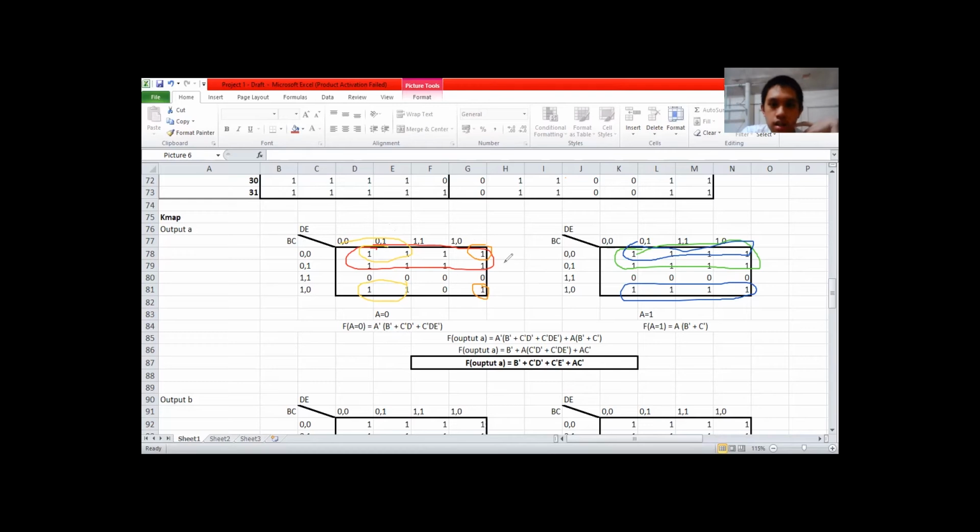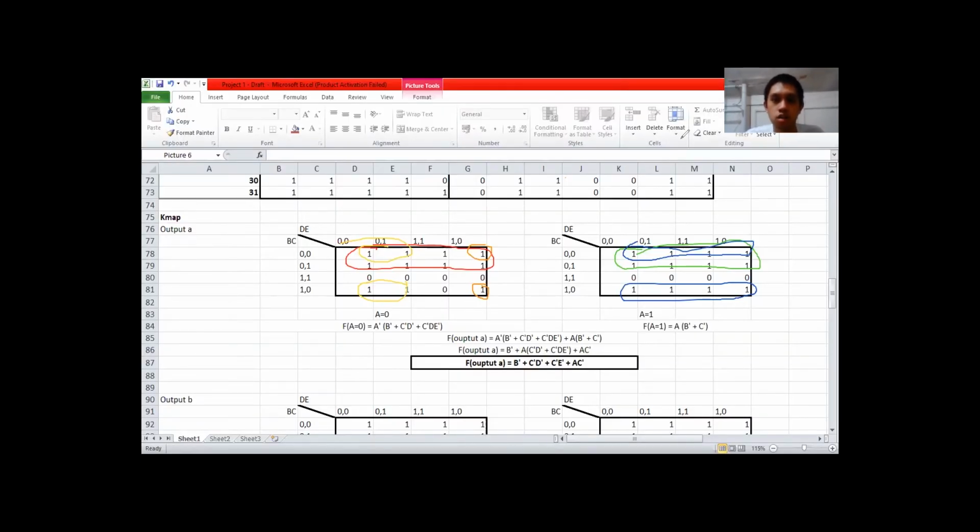And lastly is the orange group, wherein A is 0, B changed from 0 to 1, C is unchanged, which is 0, D is 1, and E is 0.